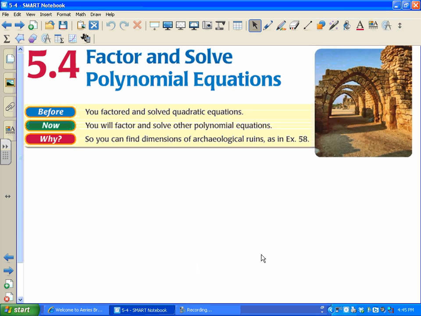Okay, today we're going to talk about section 5.4, which is factoring and solving polynomial equations. It's going to be a review of factoring. We're going to apply the same rule of opposite x like we did before to solve some equations. And we're going to look a little bit at factoring a little bit different way than we have in the past.